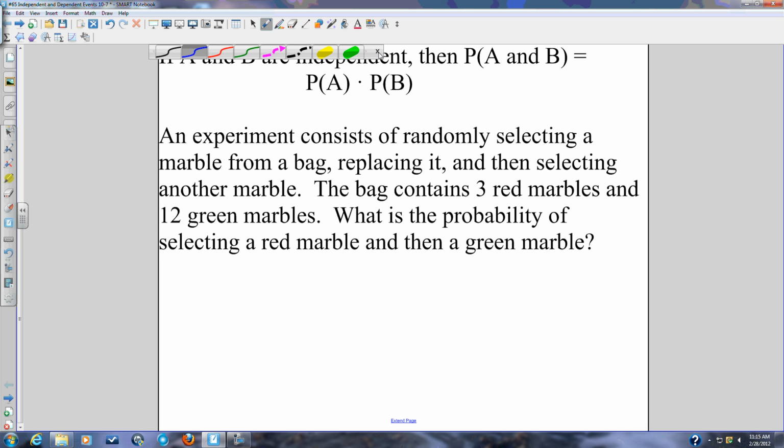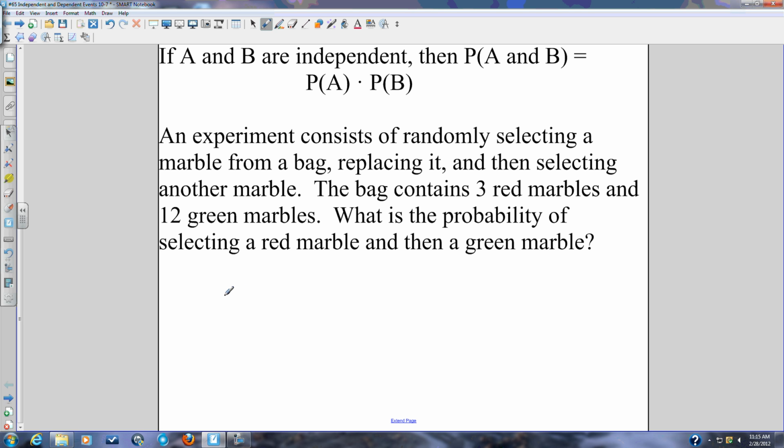An experiment consists of randomly selecting a marble from a bag, replacing it, and then selecting another marble. The bag contains 3 red marbles and 12 green marbles. What is the probability of selecting a red marble and then a green marble? The key here is that after you select a marble, you put it back in the bag.